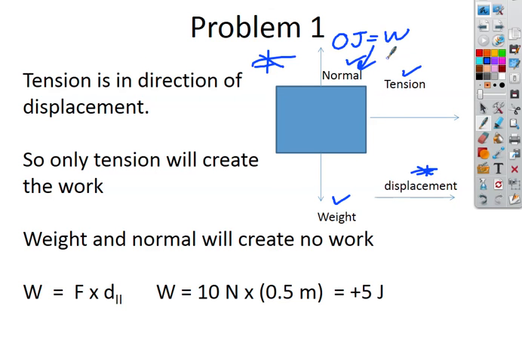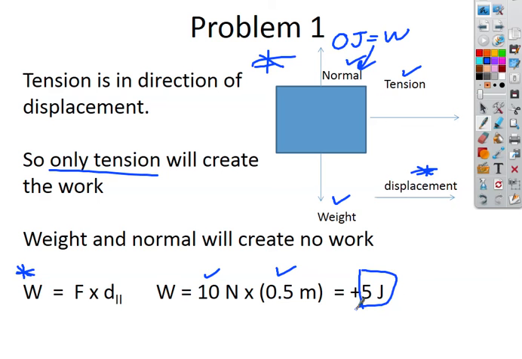So the only one I'm really interested in, since I can ignore the normal and the weight, is the tension. Only the tension will create work. This is a pretty easy problem, probably a little too easy for AP, but I'm still trying to break it all down. All I have to do is use the formula: work equals force times distance parallel, so work equals 10 times 0.5, and that equals 5 joules.